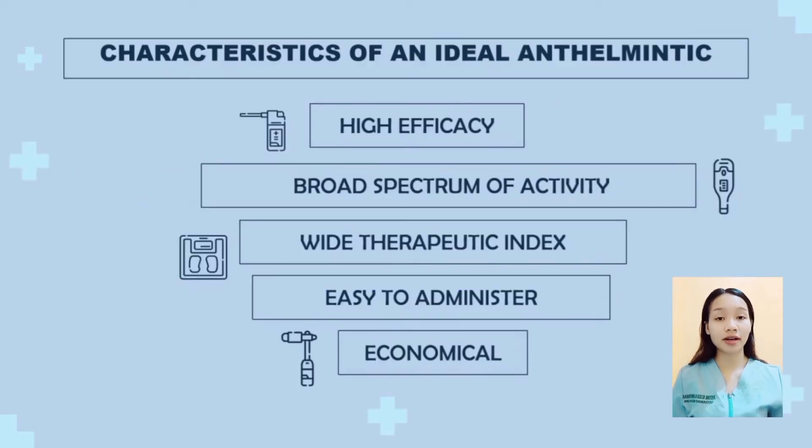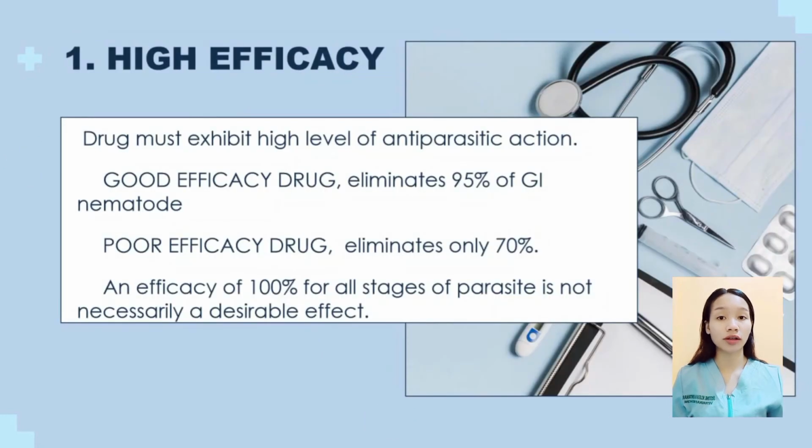So here are the characteristics of an ideal anthelmintic. Number 1. High efficacy. An effective antiparasitic effect is required in the drug. So how do we know that an anthelmintic has a good efficacy? An anthelmintic with good efficacy is one that eliminates 95% of the intestinal nematode burden in ruminants. If it only removes 70%, it means that the efficacy is low.